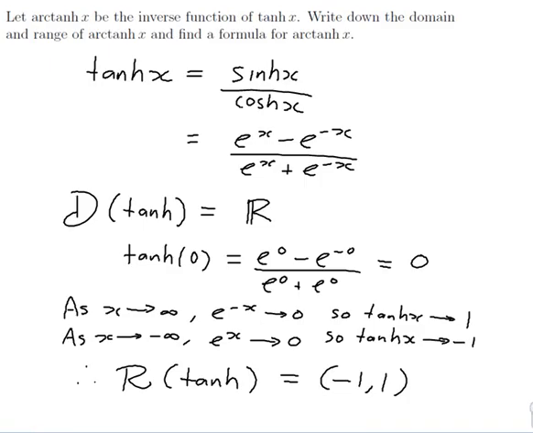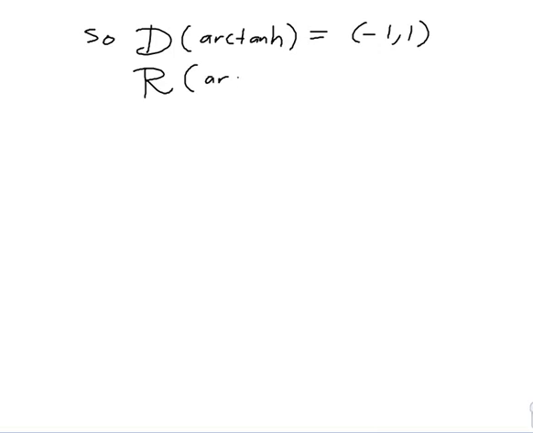Well, the inverse function of tanh would have the opposite. The domain of tanh would be the range of arctan, and the range of tanh would be the domain of arctan. So I can just write that down right now. So the domain of arctan would be the range of tanh, which was from minus 1 to 1, and the range of arctan would be the domain of tanh, which was the set of real numbers. So that part of the question is done. All I have to do now is actually find a formula for arctan.